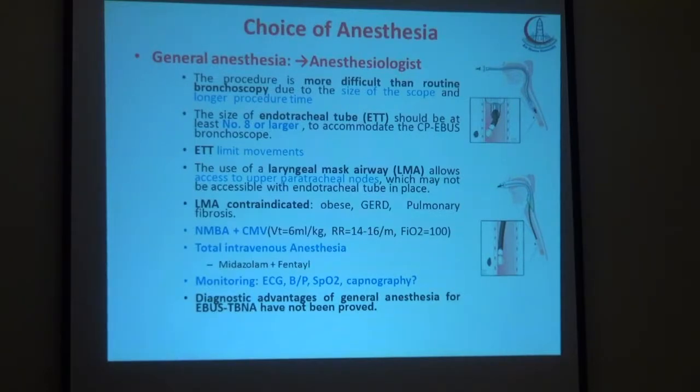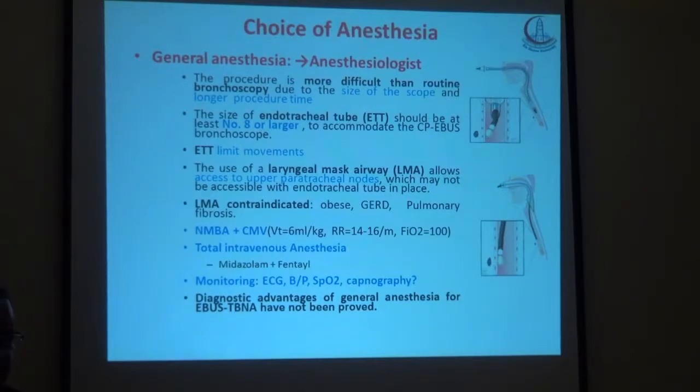طبعا السايز اوف السكوب بيبقى كبير والبروسيدر بيبقى طويل فده بيبقى مريح للعيان. طبعا انت ممكن تشتغل عن طريق حاجتين، يا اما تدخل الاندوتراكيال تيوب سايز 8 او اكبر. طبعا دي هتبقى مشكله لو واحده في ميل، بيبقى صعب ان التخدير يركب لك، والاوروفانكس بتبقى صغيره والفوكال كورد صعبه، فصعب ان انت تركب اندوتراكيال تيوب سايز 8 او 8.5. فالافضل، البديل ان انت تستخدم اللارنجيال ماسك.